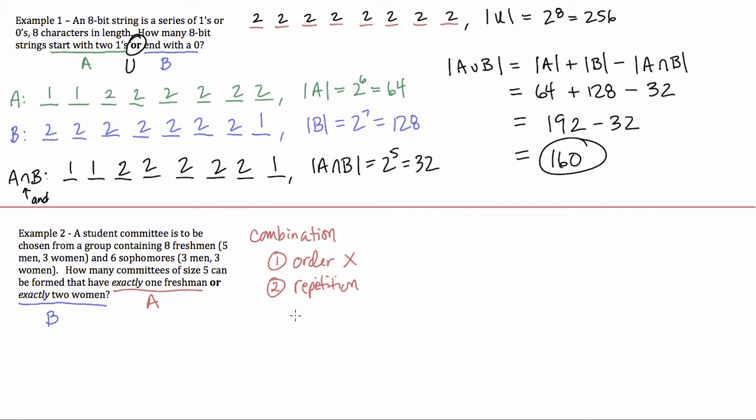There should be an E there. My spelling is not that great. So repetition shouldn't be allowed either, and in this case it's not. I can't pick the same person twice to be on the committee. So different people are being chosen.